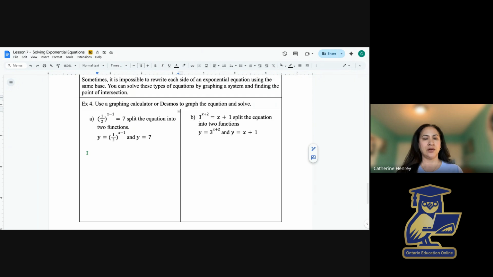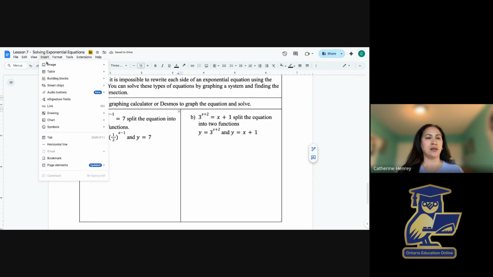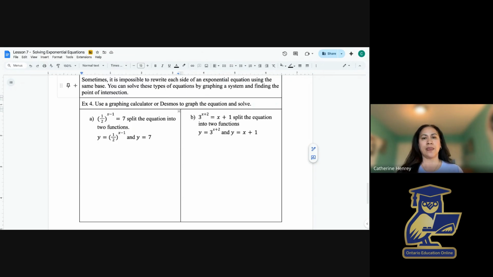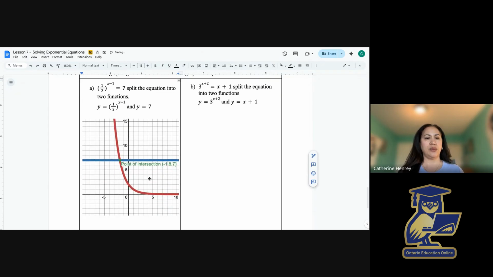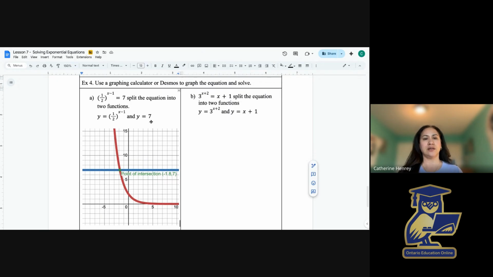And I'd be able to go right into that space. I can insert, choose an image, and upload it from the computer. In my downloads, I'll search Desmos, select it, and open. All right, so there you can see that is the solution to my equation.